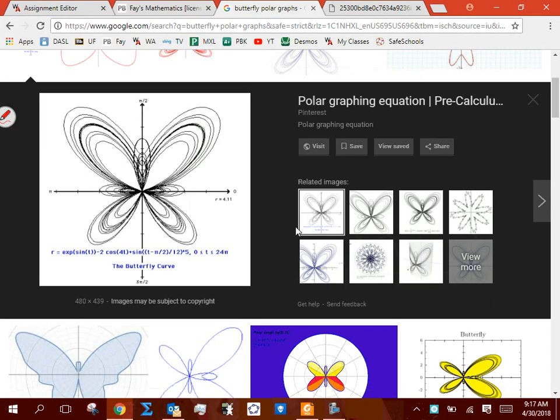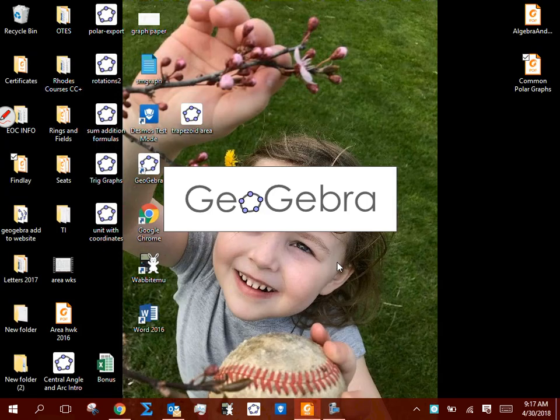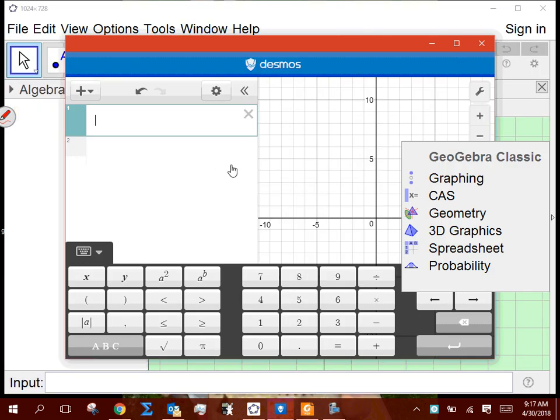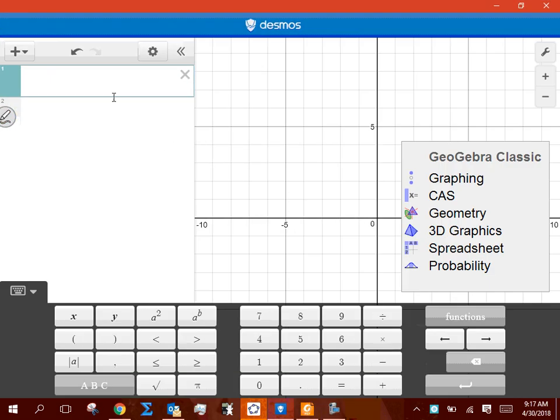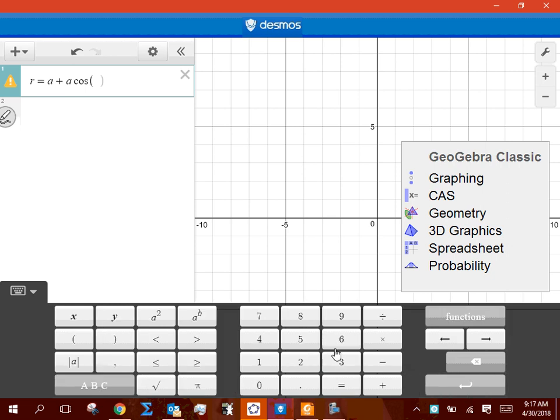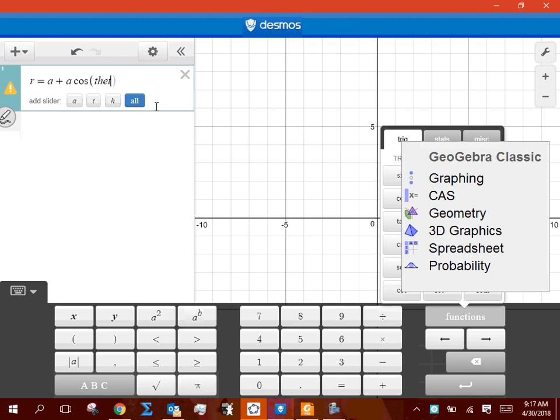Let me just restart GeoGebra. Desmos. I'm not familiar with Desmos's way of creating sliders and stuff like that. Let me try it. If I go r equals, let's say, a plus a cosine, I'm going to throw theta in there, so you know where theta is on this thing. Oh, good call.